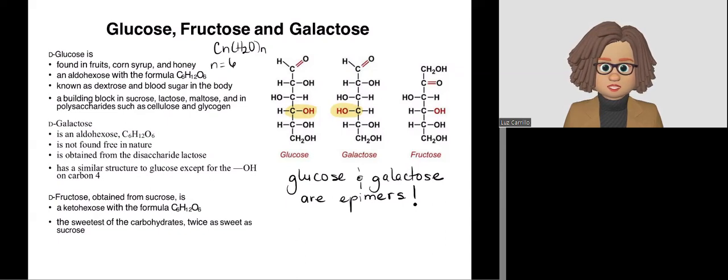When we compare fructose and many other monosaccharides, including glucose and galactose, fructose is actually sweeter than all the other monosaccharides in existence. As you can see, it's even sweeter than sucrose, which in everyday life is what we use as table sugar.